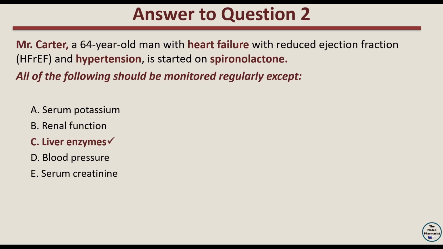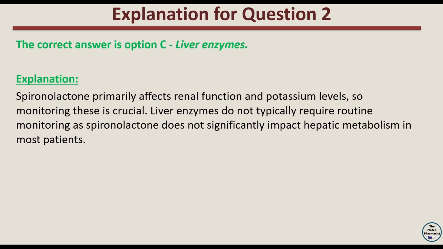The correct answer is option C, liver enzymes. The explanation is as follows. Spironolactone primarily affects renal function and potassium levels, so monitoring these is crucial. Liver enzymes do not typically require routine monitoring as spironolactone does not significantly impact hepatic metabolism in most patients.